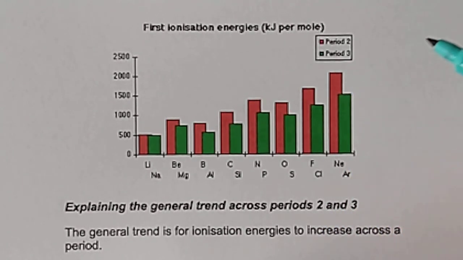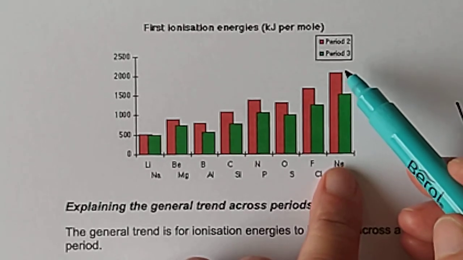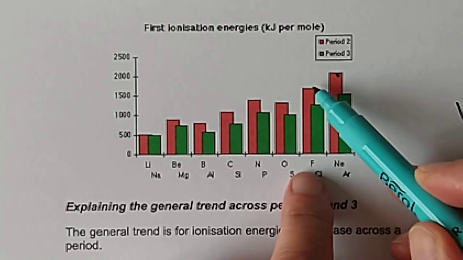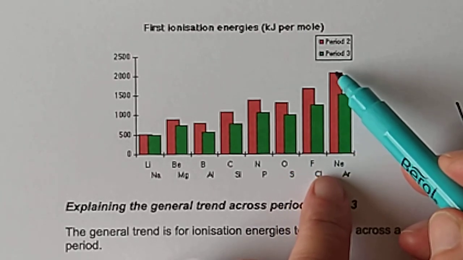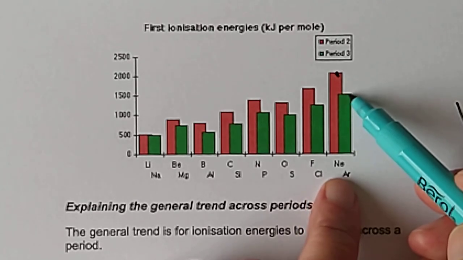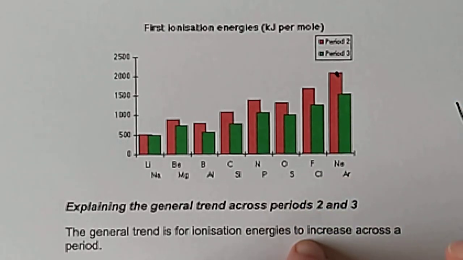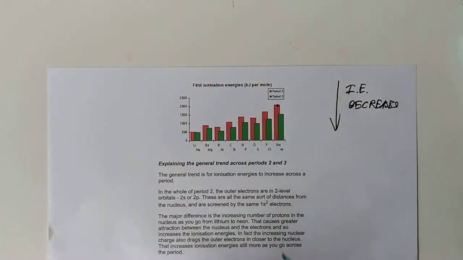The last point I want to make is that if you look at period 3, they are all lower than period 2. That backs up something we said at Higher. We said as you go down the periodic table, the ionisation energy decreases. There were two reasons for that. The outer electrons were now, instead of 2p, 3p, which are further away, and there's an extra layer of shielding involved as well.